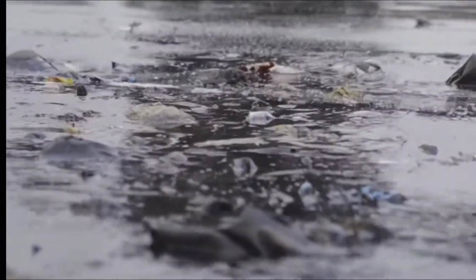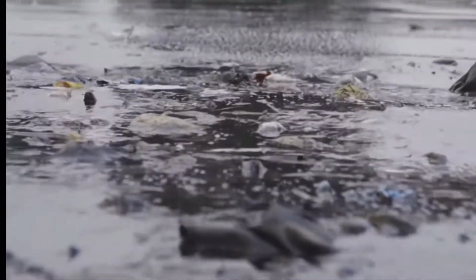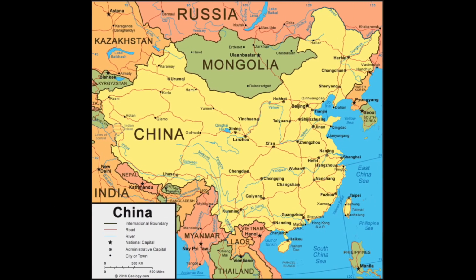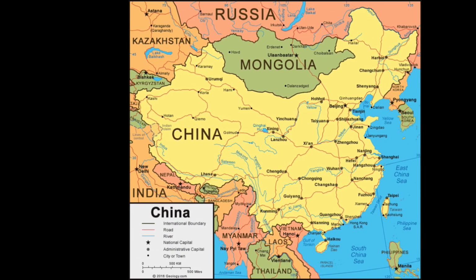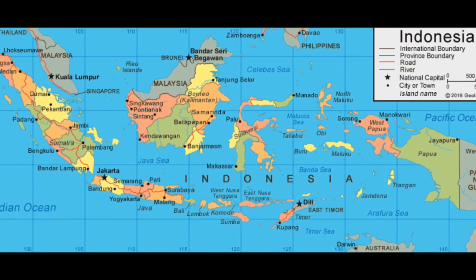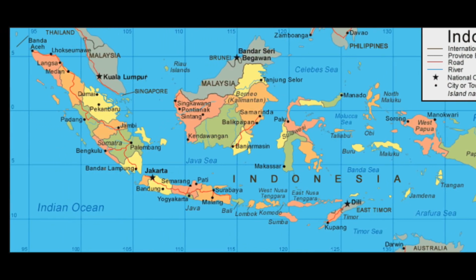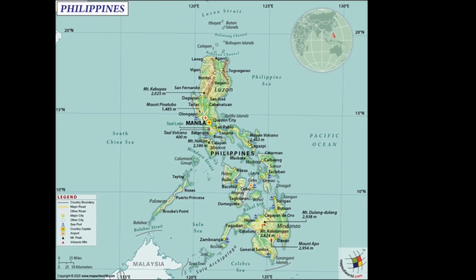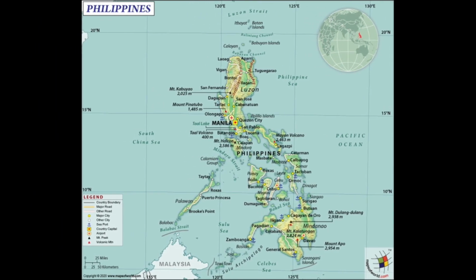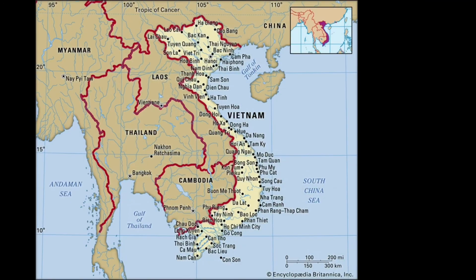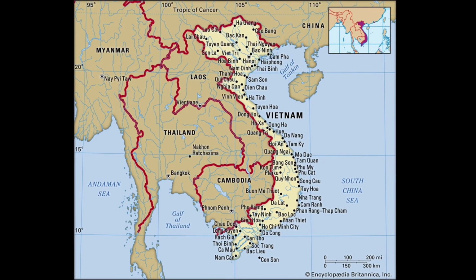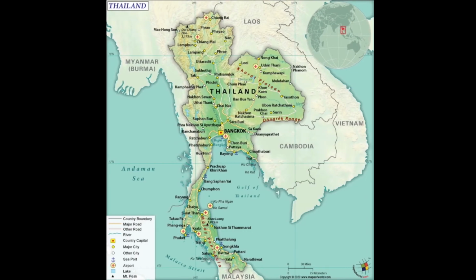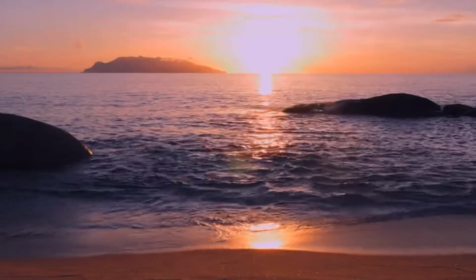The top 5 highest contributors to mismanaged plastic pollution include: number 1, with China. China is a stage 4 country. Number 2, with Indonesia. Indonesia is a stage 3 country that also struggles with severe air pollution. Number 3, with the Philippines. The Philippines are a stage 3 country. Number 4, with Vietnam. Vietnam is a stage 3 country. Number 5, with Thailand. Thailand is a stage 3 country as well.